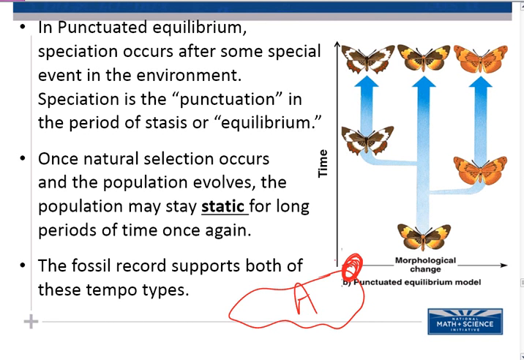And for whatever reason, something breaks them off. Maybe there's a river that cuts through. Some sort of event separates this fringe population from the main group. Now, several things have happened when we've done this.